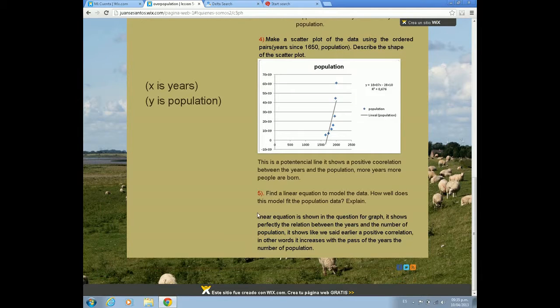Then it is showing a graph that represents the population growth, and it is asking for a linear equation. So here is the linear equation.